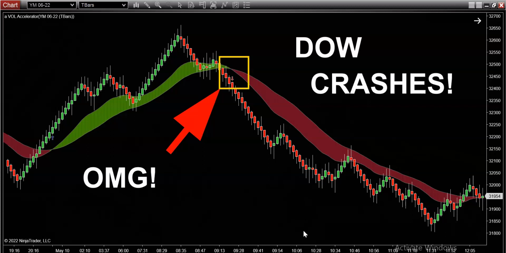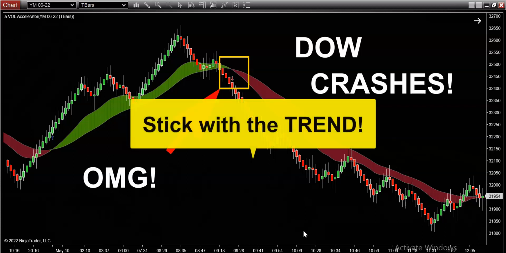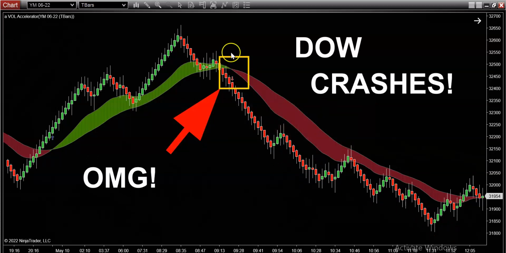This is not a scalping system. This is not a bottom calling and top calling system. This is, in my opinion, the most powerful of all systems and strategies, and that is simply following the trend. You guys have heard this saying before, right? Stick with the trend. The trend is your friend. Stick with the trend until the end. And boy, did this thing trend heavily, right?